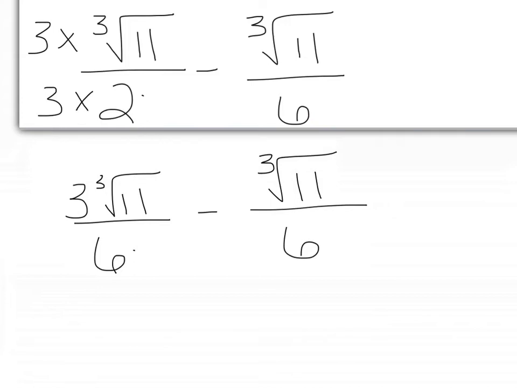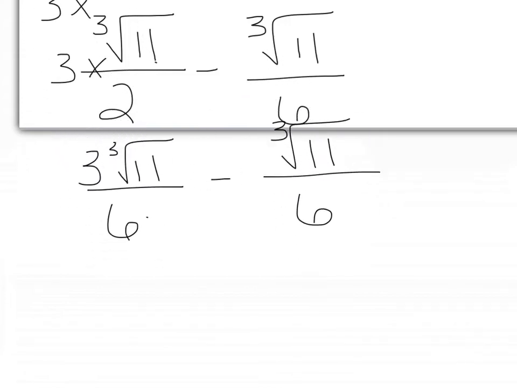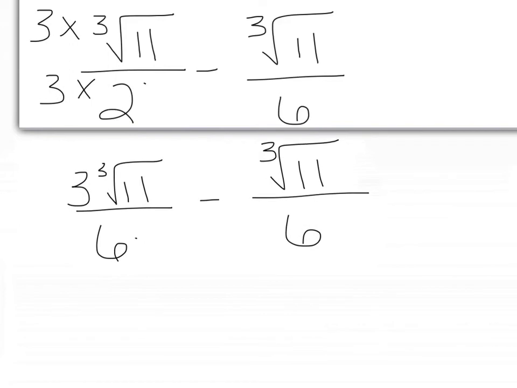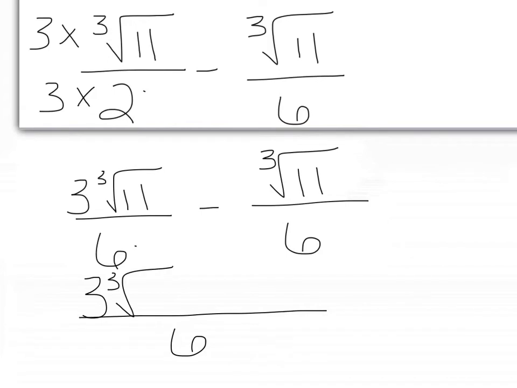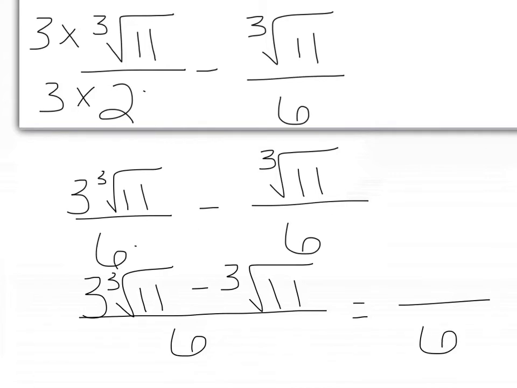So now I have 3 cube roots of 11 minus the cube root of 11 all over 6. I don't know how to fix that, so we're just going to keep going. So I'm going to put everything over 6, and then I've got 3 cube roots of 11 minus the cube root of 11. Okay, so you know your answer is going to be over 6. They have the same index. They have the same radicand, so we can subtract them.